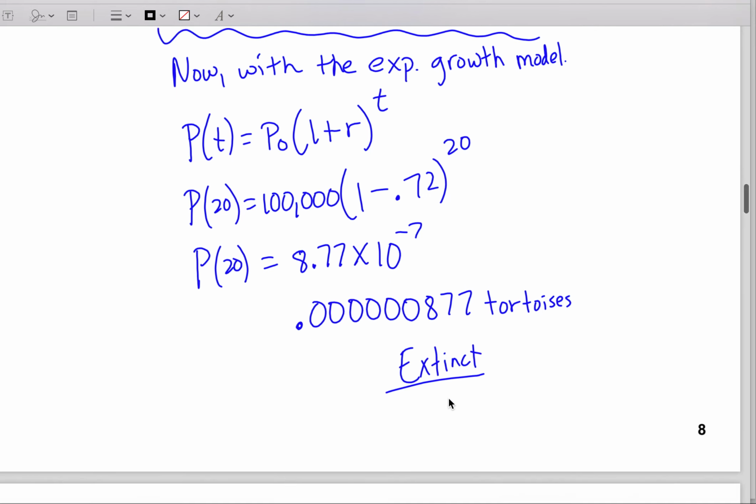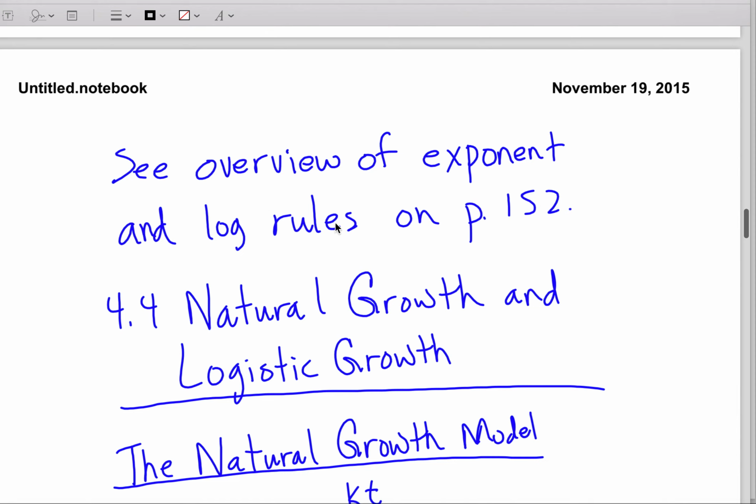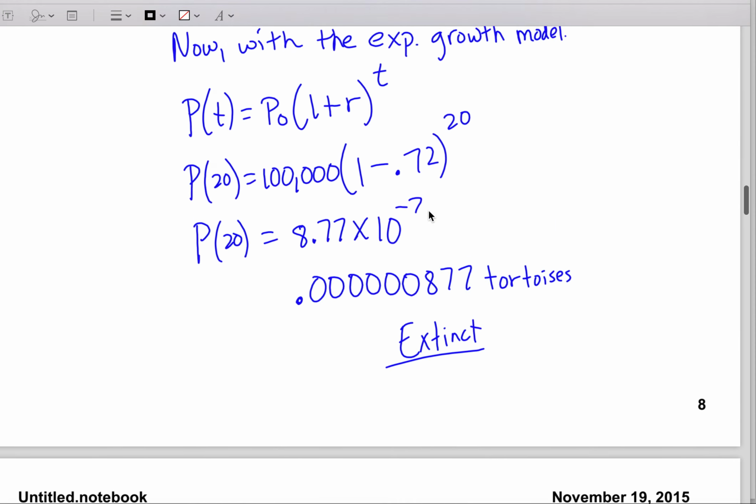So we can look at some of the overviews of these and kind of look at these log rules. But I would actually spend more time just on using the formulas.